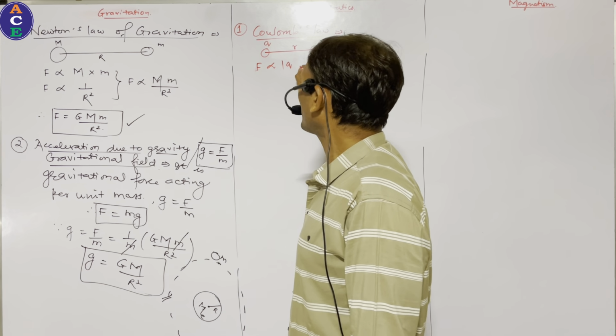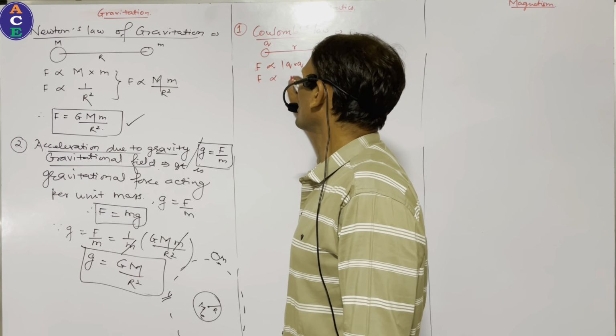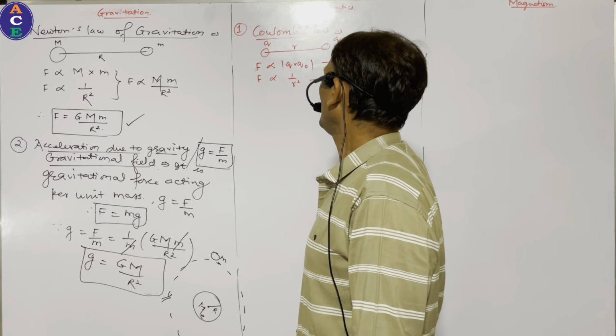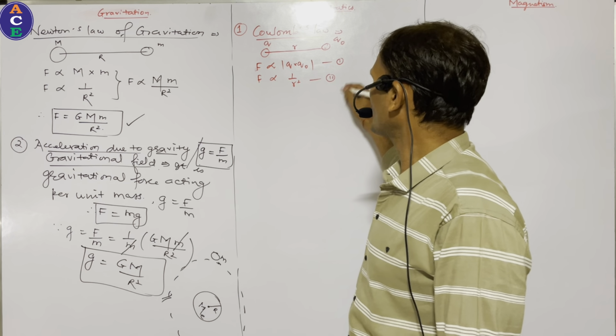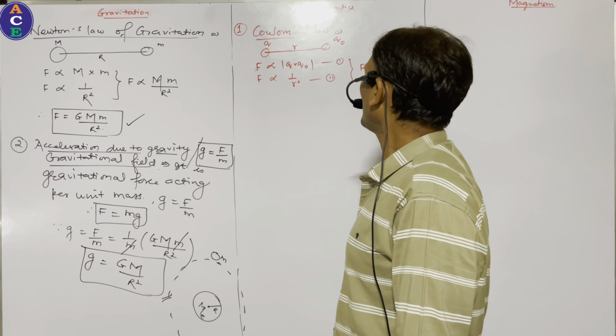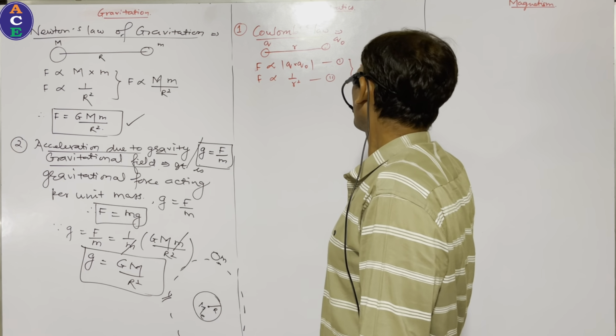So this kind of word we are using: either force of attraction or repulsion between two charges is directly proportional to the product of the magnitude of the charges and inversely proportional to the square of the distance between them. This I will take as equation 1, this as 2, and as we combine these two we will get F is proportional to Q naught by R square.